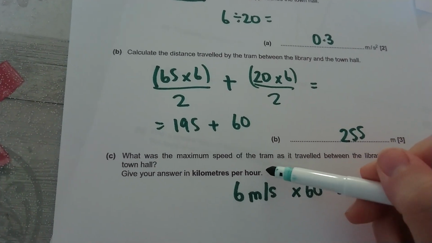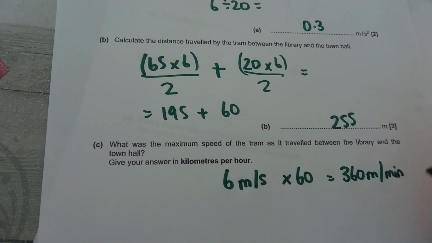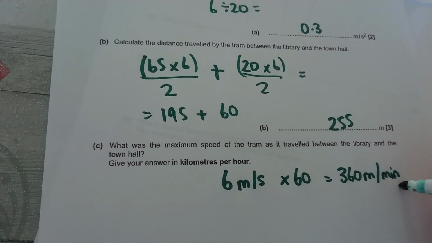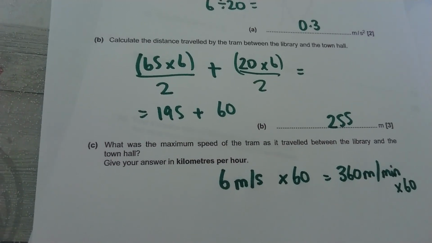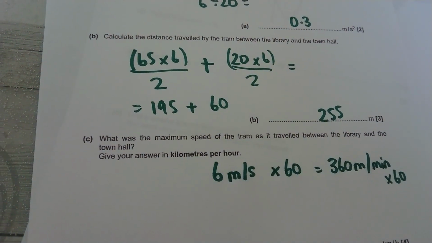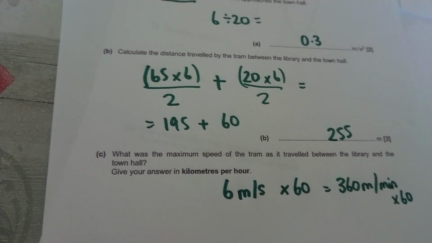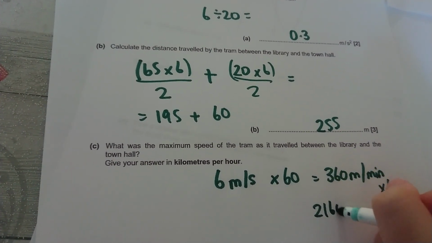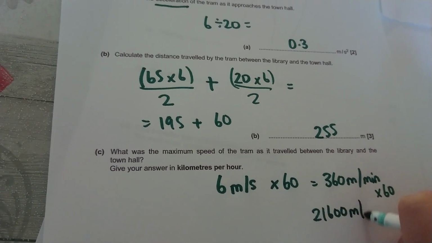We're trying to get to kilometres per hour. So let's change this into hours first. So again, there's 60 minutes in an hour. So I would times that by another 60. So 360 times by another 60 is 21,600. And that is metres per hour.